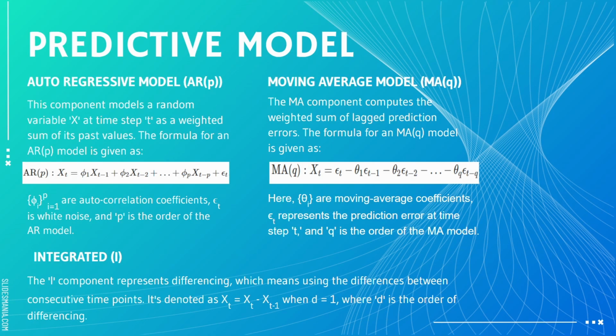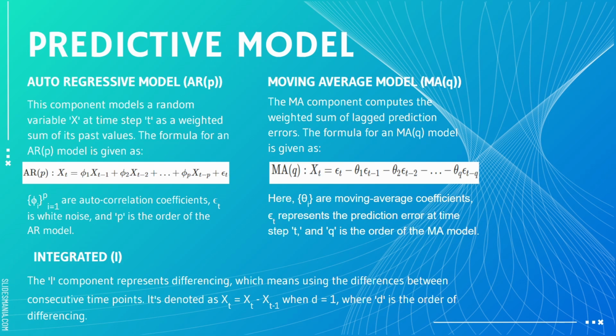The next model is a predictive model. The predictive model which is used is ARIMA, which is a combination of AR, MA, and I. So firstly, AR is an autoregressive model that models a random variable x at timestamp t as a weighted sum of the past values, and it is shown in this equation where phi i, for i up to p, are the correlation coefficients, and epsilon is noise, and p is the order of the model.